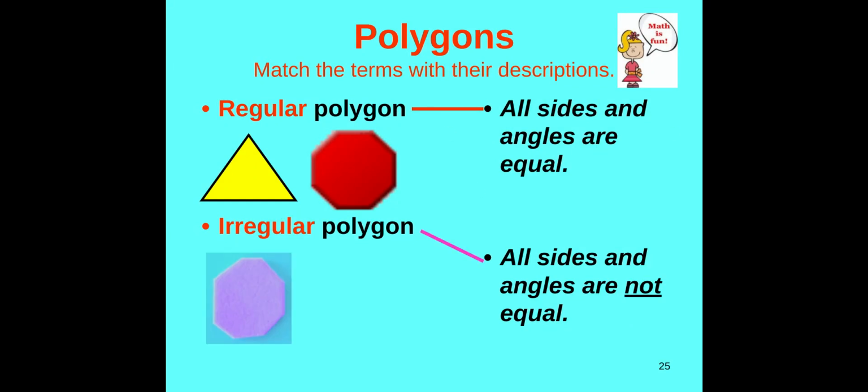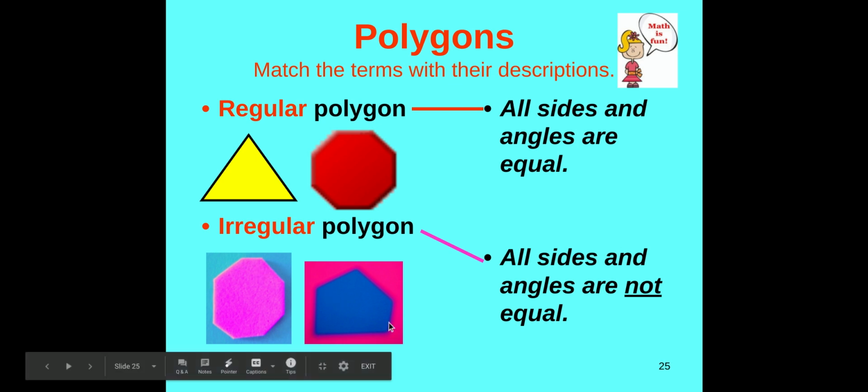Irregular polygons, they are not equal. They are a little bit odd shaped. There are some short sides, there's some long sides, and the angles inside are not all the same either. So regular, all equal, irregular, not equal.